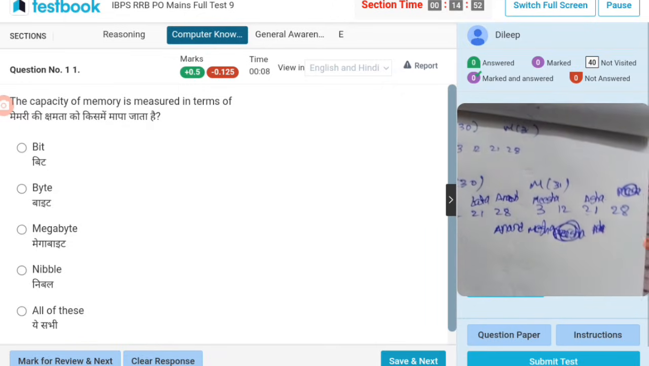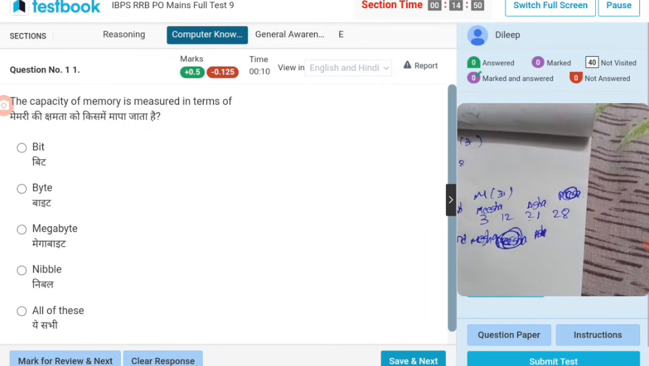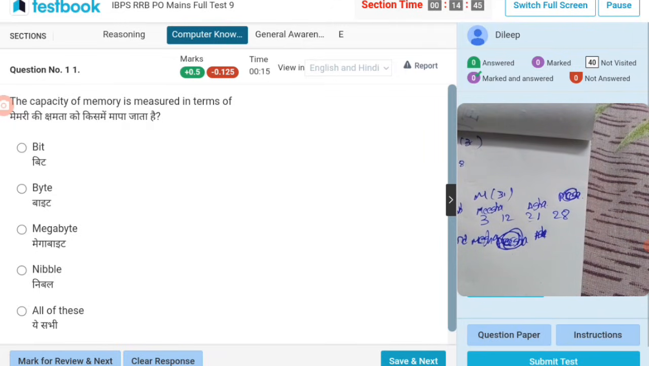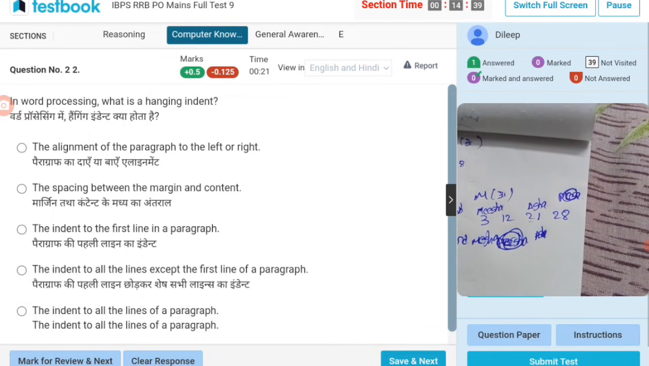Next. The capacity of memory is measured in terms of all of this, I think. In word processing, what is the hanging indent?